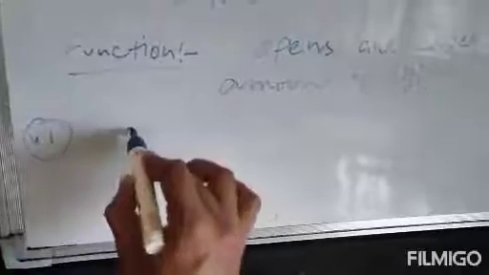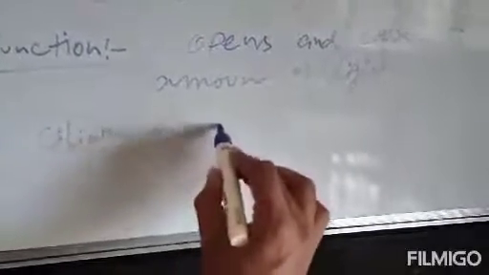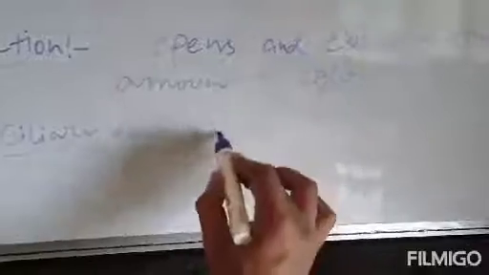Next, the sixth part is the ciliary muscles. These are muscles which are attached to the eye lens. These ciliary muscles are attached to the eye lens and they can modify the shape of the eye lens, which leads to the variation in focal length.